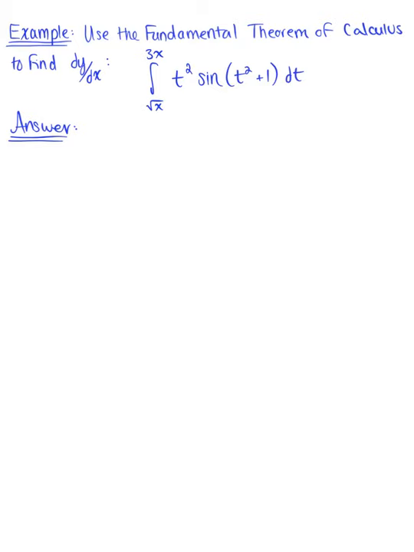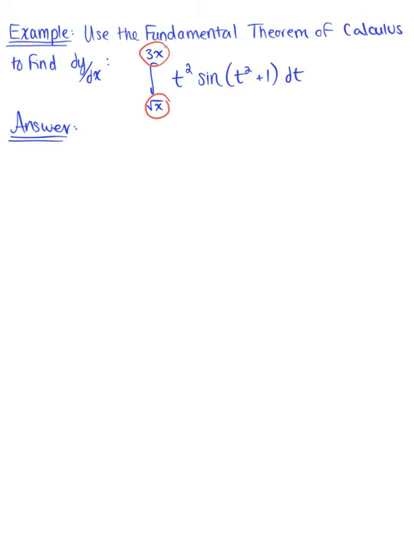Use the fundamental theorem of calculus to find dy/dx. And here we have a big definite integral. We have the definite integral from the square root of x to 3x of t squared times sine of t squared plus 1 dt. Now, we have to be mindful here. Notice that we have an x in both bounds.